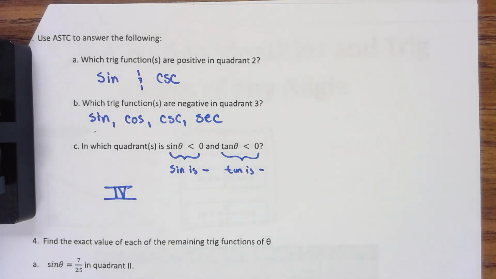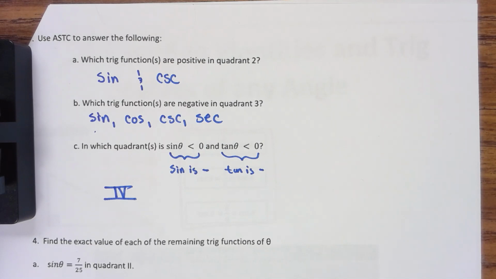A and B are basically just what we just explained. So sine and cosecant are positive in quadrant 2. That's again because they typically relate to the y coordinate, and y being positive in those quadrants. In quadrant 3, it's basically all except for tangent and cotangent. So you could have said all but tangent and cotangent.